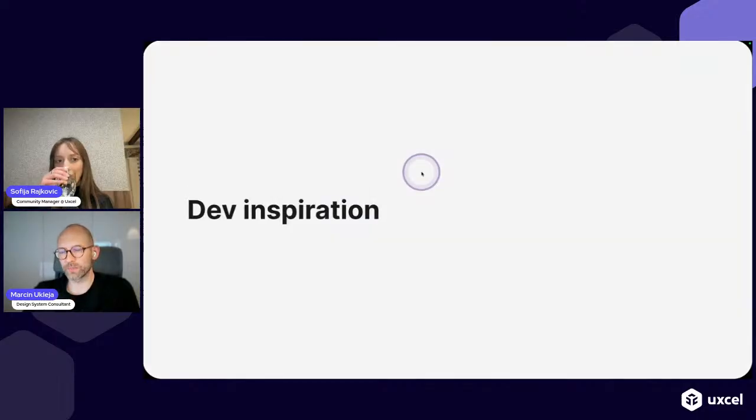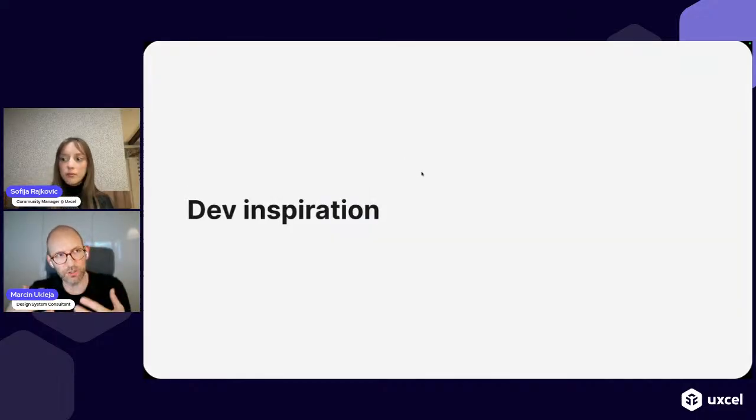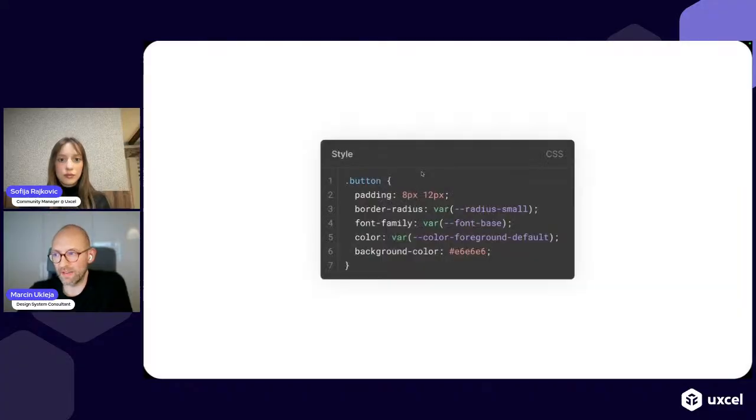Okay, so let's talk about the dev inspiration. Because we know that quality assurance is quite mature in the development processes, we also can look at a lot of inspirations. And I chose just one very, very simple one. I don't know if you have any background in development, but probably you can understand what we can see here on the screen. This is actually the CSS part of a file that describes how the button should look. And we easily can see that there's a padding of 8 and 12 pixels. 8 is the top and bottom, 12 is left and right.